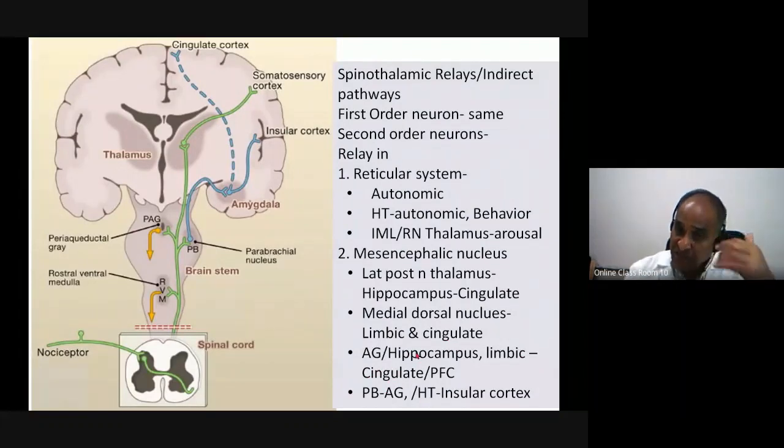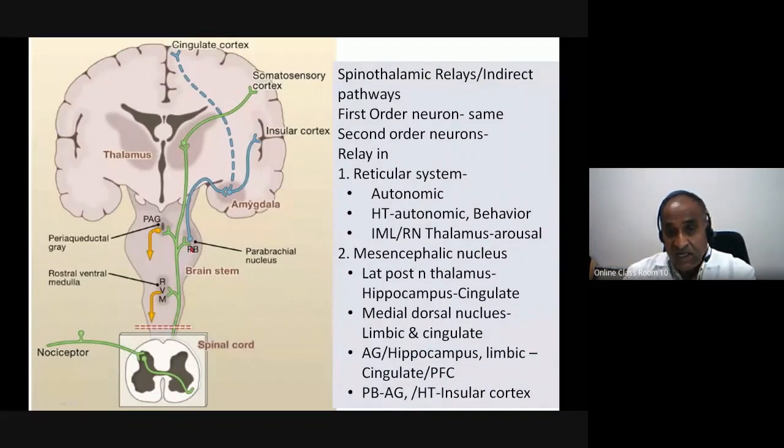I have just shown about the Papez circuit in which from the hippocampus, through the fornix, it reaches the mammillary body, to the thalamus, and then thalamus to the cingulate cortex. So that is one of the emotional reactions. And this also is connected with the prefrontal cortex.